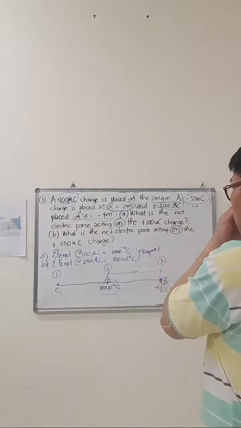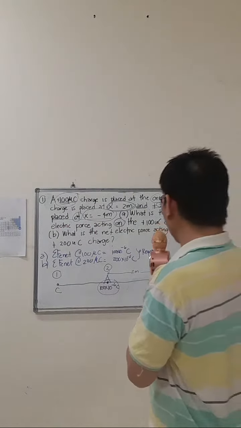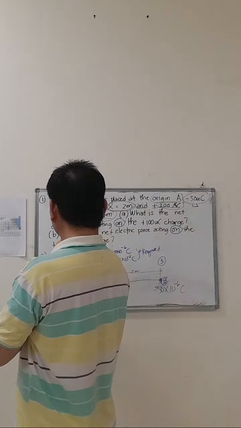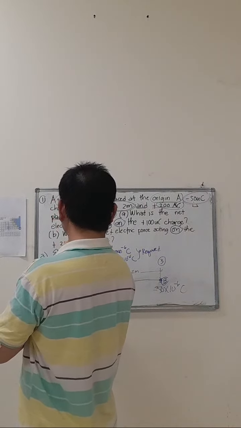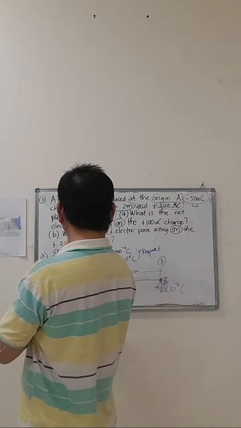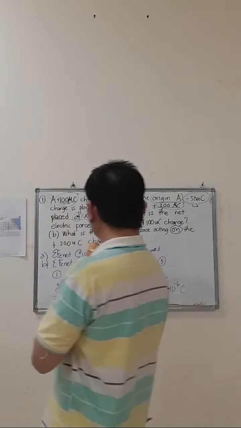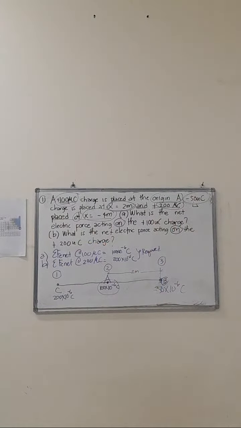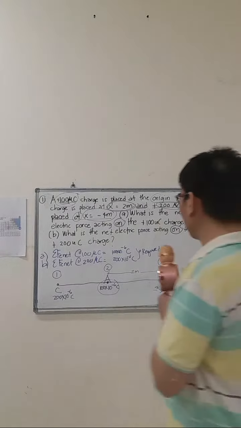Okay, so what is that? This is positive 200 microcoulomb, then it's going to be times 10 to the negative 6 directly. We automatically convert that to coulombs so that we can erase the prefix micro. Okay, it's going to be like that.